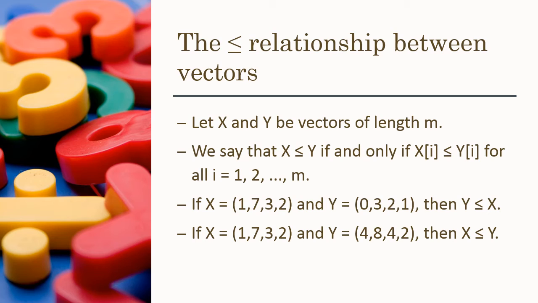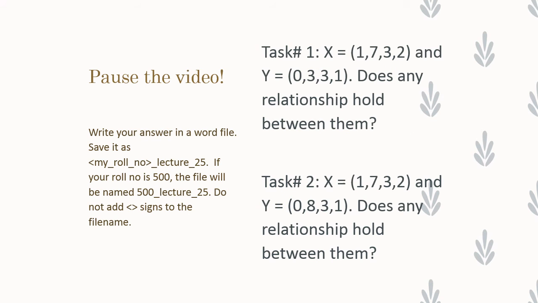Now x is 1, 7, 3, 2 and y is 4, 8, 4, 2. Let's compare x with y. 1 is less than 4, 7 is less than 8, 3 is less than 4 and 2 is equal to 2. So we can say that x is less than or equal to y. Take x equal to 1, 7, 3, 2 and y equal to 0, 3, 3, 1. Does any relationship hold between them? Take x equal to 1, 7, 3, 2 and y equal to 0, 8, 3, 1. Does any relationship hold between them?